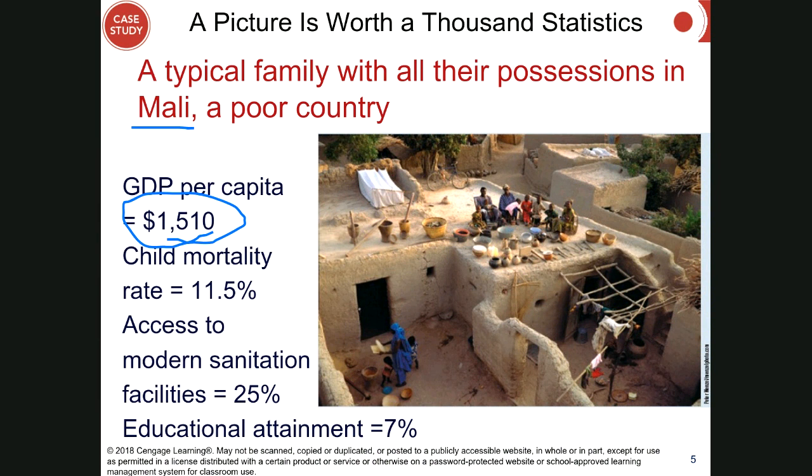But look at these people here. They live on $3 a day for the whole thing: food, education, transportation, and all that. Child mortality is a lot higher, 11.5%, and only 5% to 7% of them are educated through high school. Water quality and sanitation facilities reach 25%.